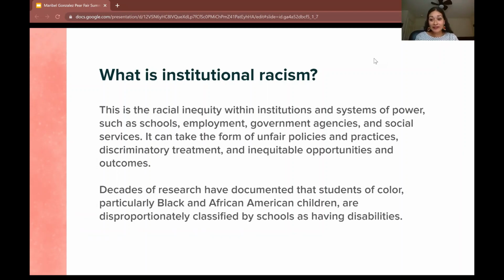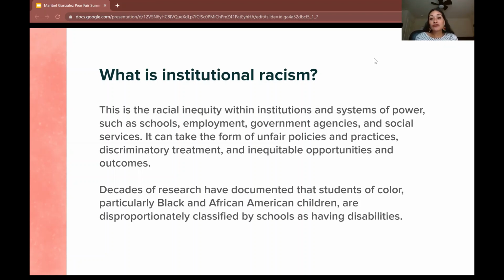What is institutional racism? This is the racial inequity within institutions and systems of power, such as schools, employment, government agencies, and social services. This is not the same as racism that individuals have. This takes the form of unfair policies and practices, discriminatory treatment, and inequitable opportunities and outcomes. There is decades of research that has documented that students of color, particularly Black and African American children, are disproportionately classified by schools as having disabilities.